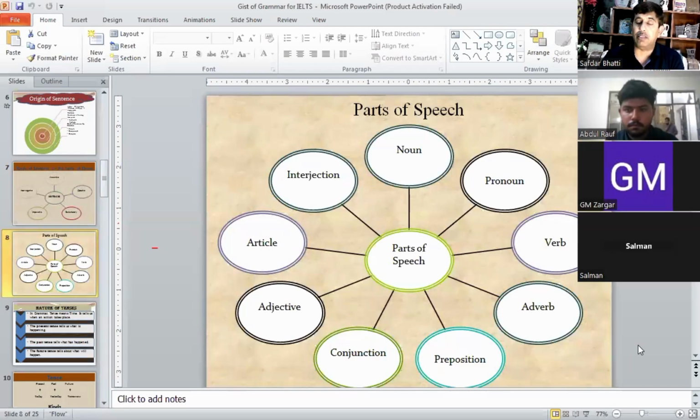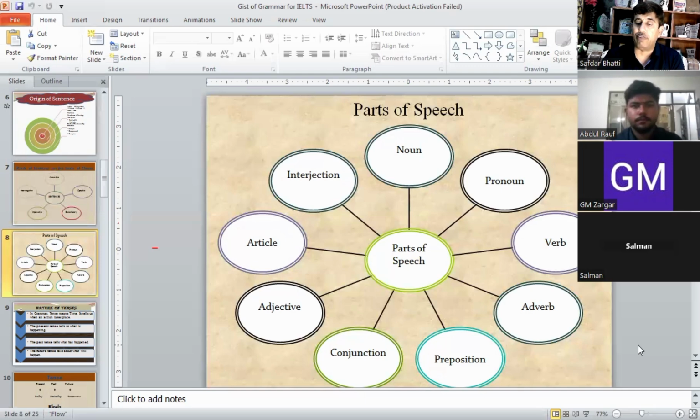These are the parts of speech. For learning any language, you should know the parts of speech. And they are 9 in number. Now, nouns are the naming words. Pronouns are the replacing words. Verbs are the action words.